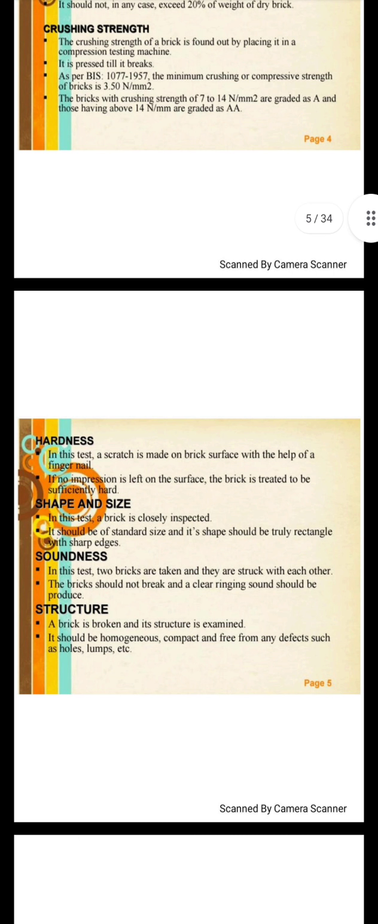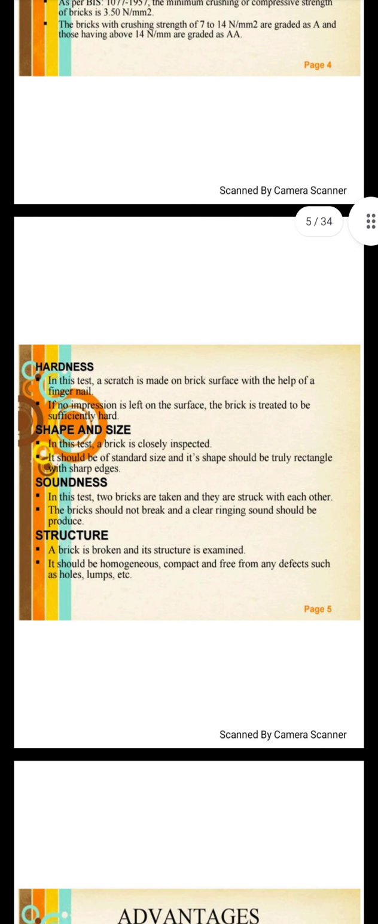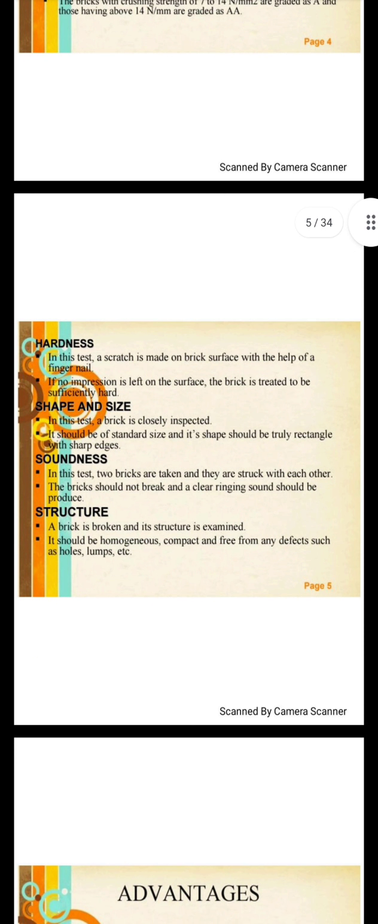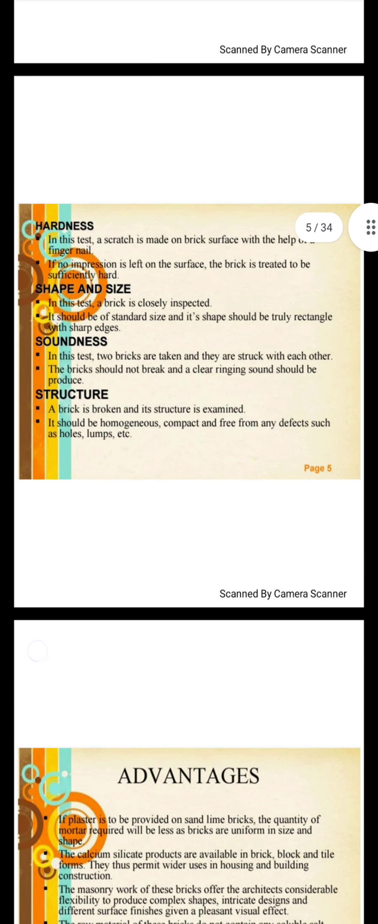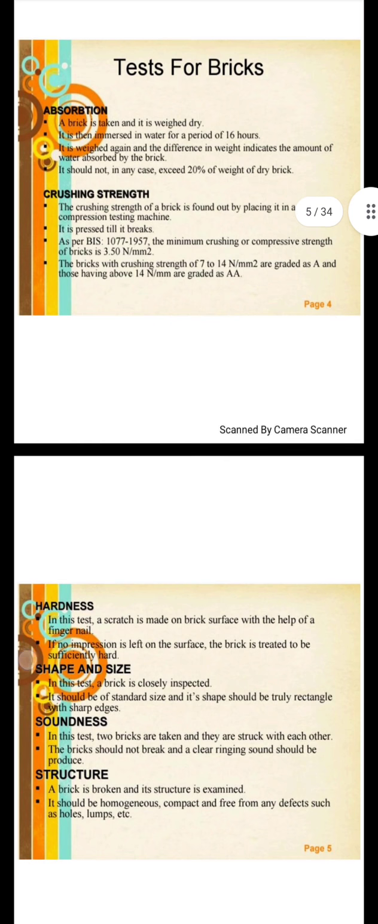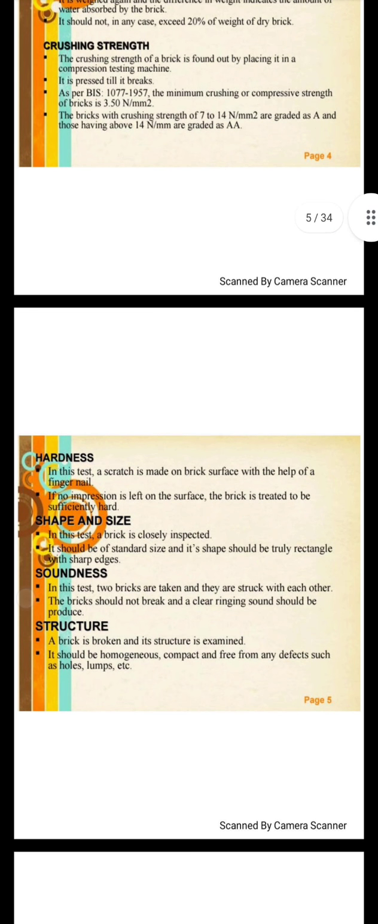The next test is the soundness test. In this test, two bricks are taken and struck against each other. The bricks should not break and a clear ringing sound should be produced. The next test is the structure test for brick. A brick is broken and its structure is examined. It should be homogeneous, compact and free from any defects such as holes, lumps, etc. So these are all the tests for brick. I hope you understand.